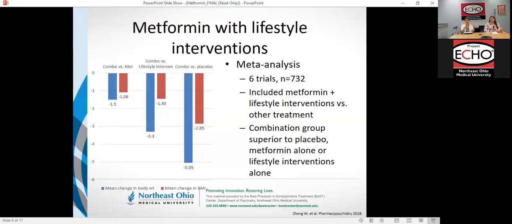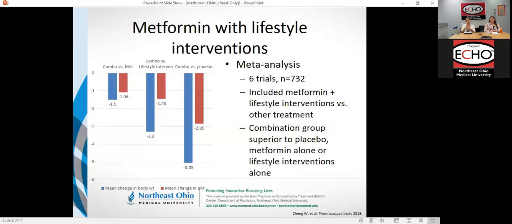And then when we looked at the combination group versus the placebo group, those bars on the right-hand side, those had the most significant findings, which is reassuring because we know metformin and lifestyle interventions both work better than placebo, but the combination therapy group was significantly better than them as well. So overall, yes, metformin is beneficial, but it appears that it's significantly better if we encourage and implement those lifestyle interventions in addition to the drug therapy.